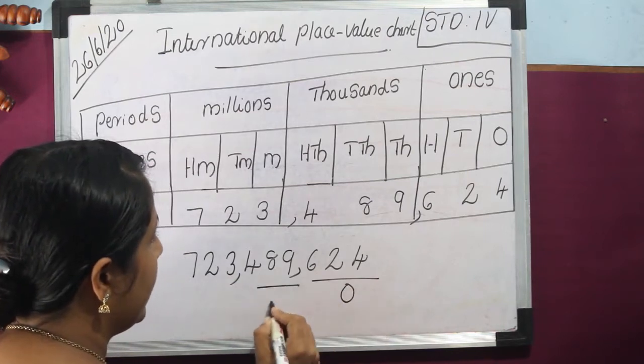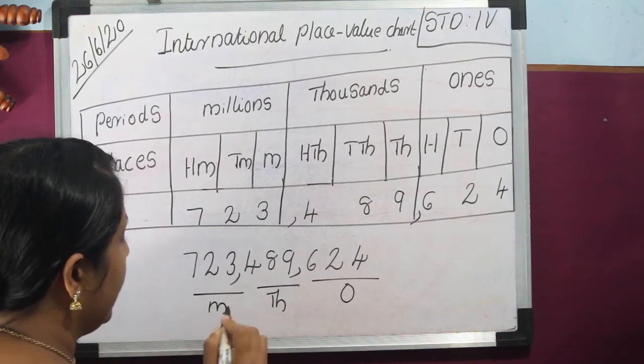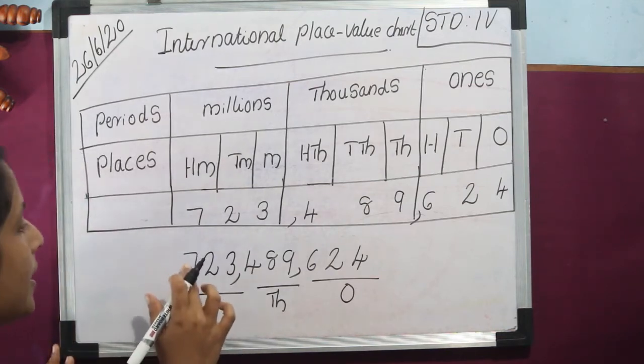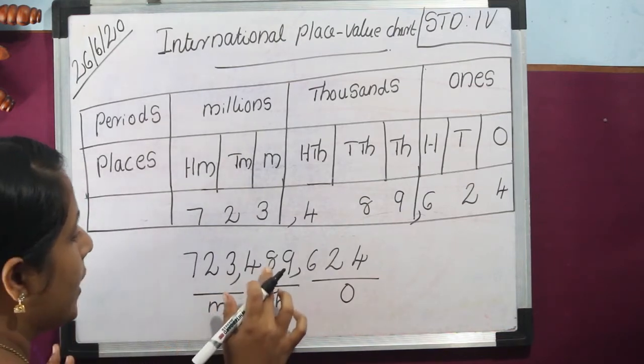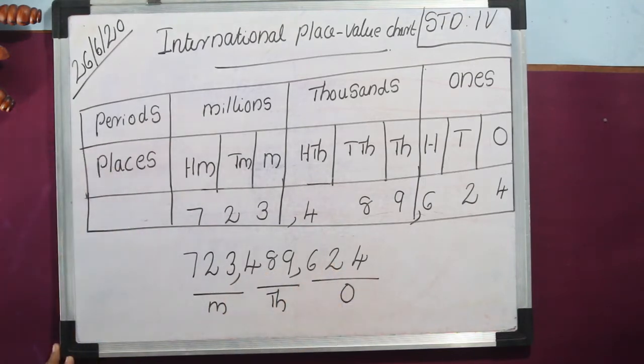This section is included in thousand and the last section is million. So we read this number as 723,489,624.